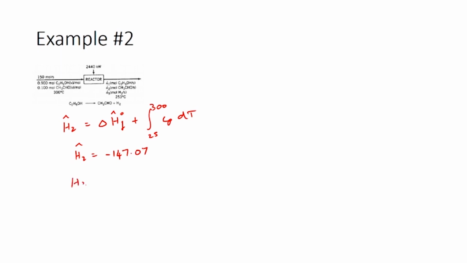So, H3 cap would again have two steps. First is the formation of ethanol from elements, and the next is heating it from 25 degrees Celsius to 253 degrees Celsius. So, you would have delta HF, which is the standard heat of formation, plus integral 25 to 253 Cp dT, and this value can be calculated as minus 216.81, and all these are in terms of kilojoules per mole.